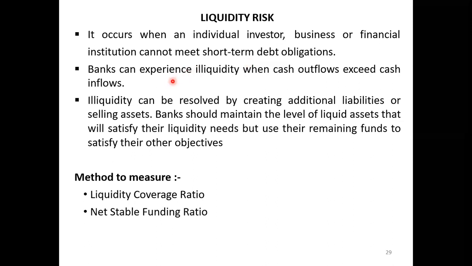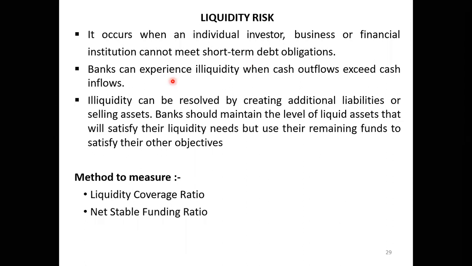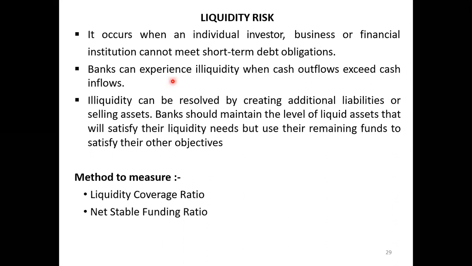So a bank can experience a liquidity problem when cash outflows exceed cash inflows. Illiquidity can be resolved by creating additional liabilities. So what will happen? If depositors demand their money, what the banks normally do is get a loan from another bank. It's called the interbank offer rate.